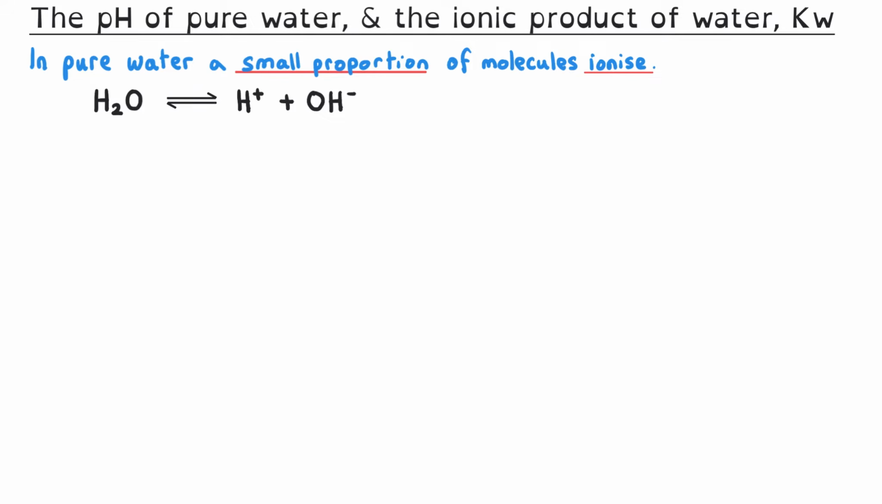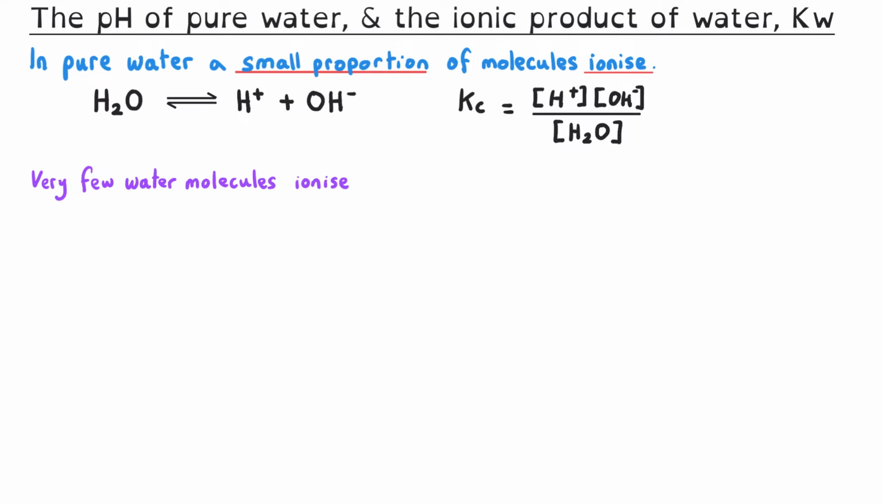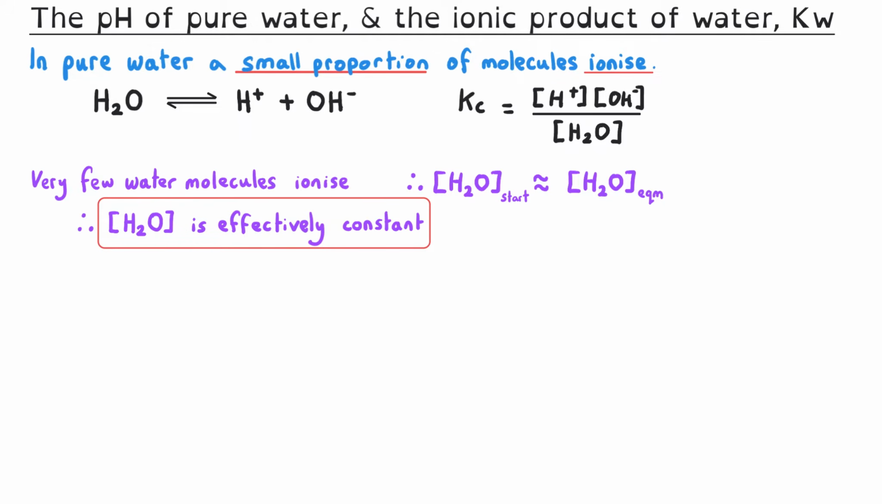Now the Kc, the equilibrium constant using concentrations, for this expression we'll have the products on the top, so hydrogen ion concentration and hydroxide ion concentration, and the water concentration on the bottom. Since this dissociation is only very slight, equilibrium lies heavily to the left-hand side. This means that the water concentration before equilibrium is reached will be pretty much equivalent to the concentration of the water at equilibrium. And so we can consider the concentration of water to be a constant value.